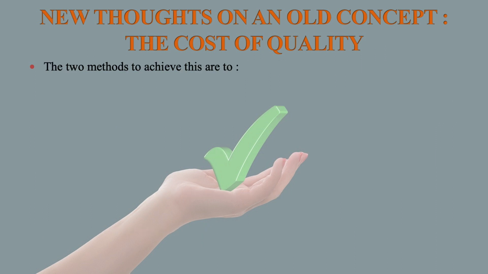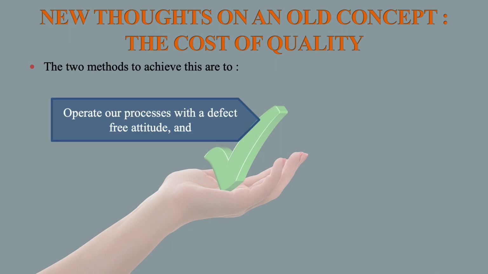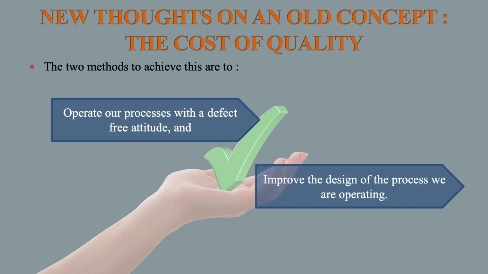The two methods to achieve this are: 1. Operate our processes with a defect-free attitude, and 2. Improve the design of the process we are operating.